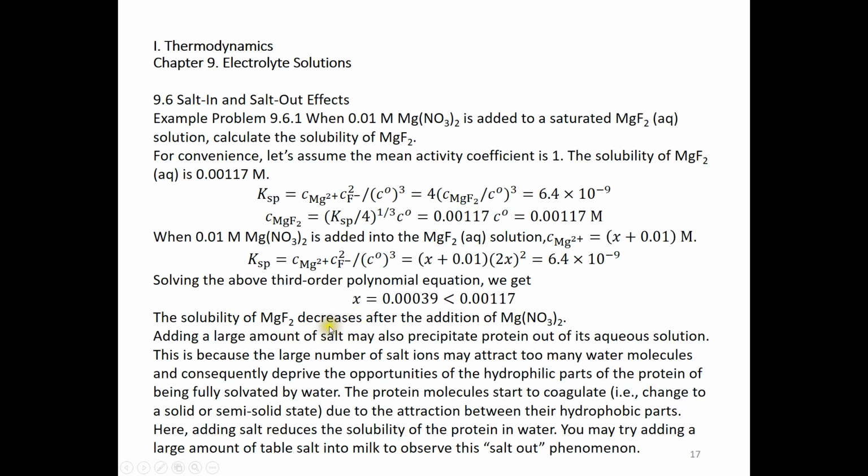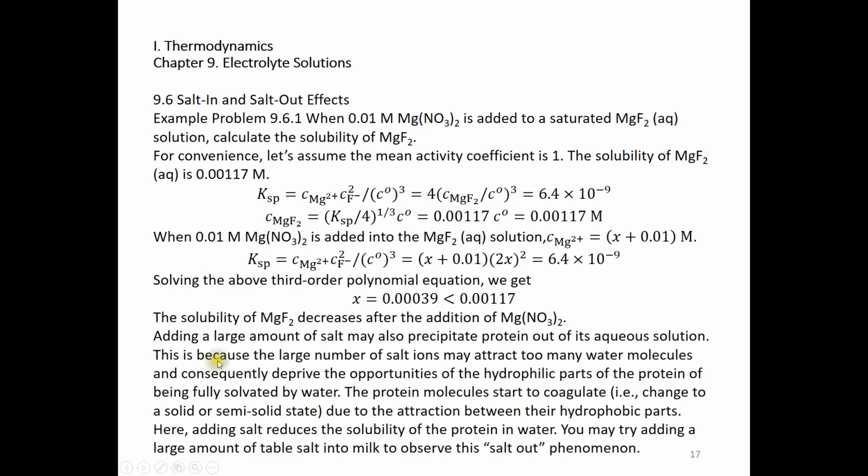Now let's switch the topic a little bit. We can also add a large amount of salt to precipitate protein out of its aqueous solution, because if you think about this, protein molecules have hydrophobic functional groups. They also have hydrophilic regions. So hydrophilic regions can be solvated by water molecules, and hydrophobic regions can attract each other due to the van der Waals interaction or dispersion interaction.